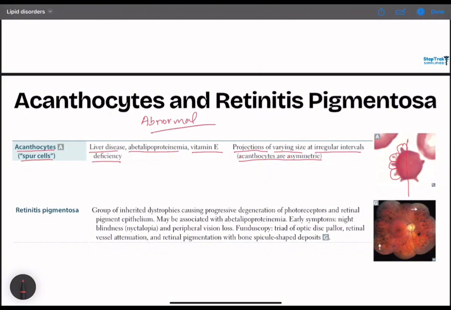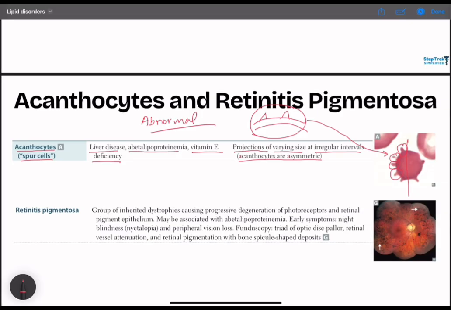The RBC membrane consists of double membranes. In abnormal lipid transport or lipid content of our body, the outer membrane grows more than the inside membrane. Thus, there are these spikes formed on the RBC membrane.